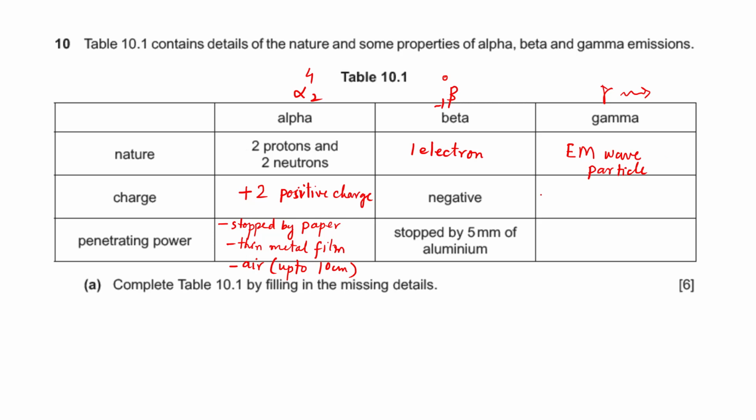So beta is stopped by this. Gamma particle again has no charge. It is stopped by a piece of lead. Two inches of lead can stop gamma radiation. A few meters of concrete can also stop gamma rays or gamma particles. So this is how a complete table will look.